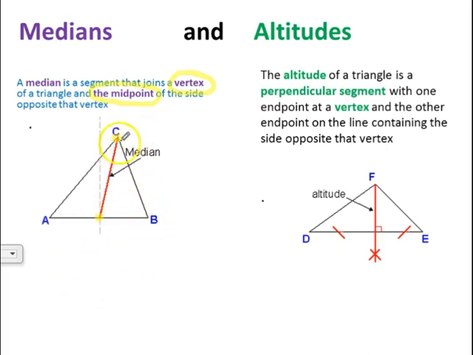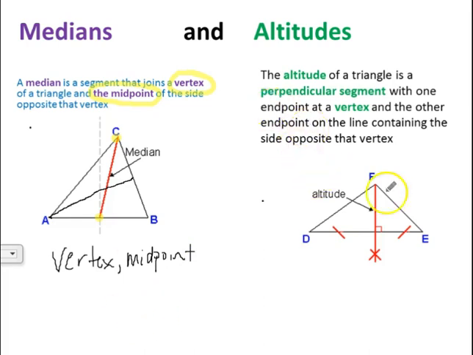So there's more than one median. There's going to be three medians in every triangle because there's three vertexes. So another median can start at this vertex and intersect through the midpoint of the opposite side. So that's what a median is. The two important properties of medians is that you start at a vertex and that you intersect through the midpoint on the opposite side.